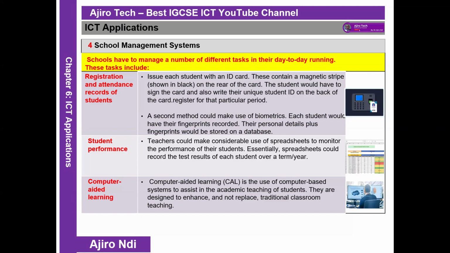Let's talk about the second method. The second method, right there on the screen, is the use of biometrics. We'll see something about that in chapter 8 as well. When we talk about biometrics, this simply means certain data that are unique to the student. For the learners, it means that each of the learners would need to have their fingerprint recorded. Their personal details plus their fingerprint would need to be stored in a centralized database. So that's very important.